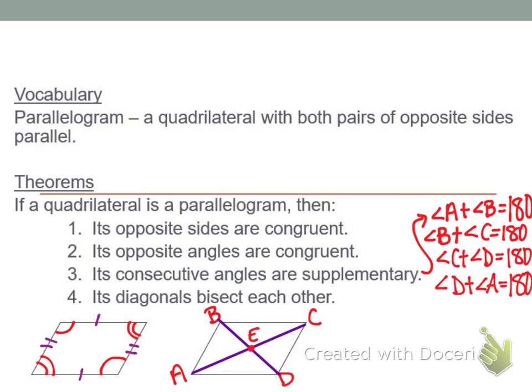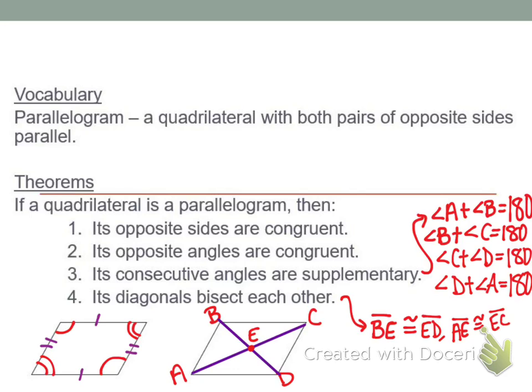No, this is no longer considered trigonometry. That was last chapter. We are back to just good old geometry. If the diagonals bisect each other, then that means that segment BE is going to be congruent to which other segment? ED. That also means that segment AE is going to be congruent to which segment? EC.